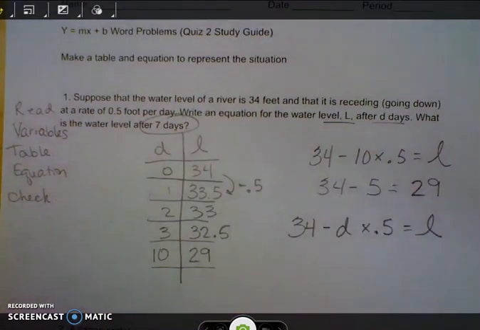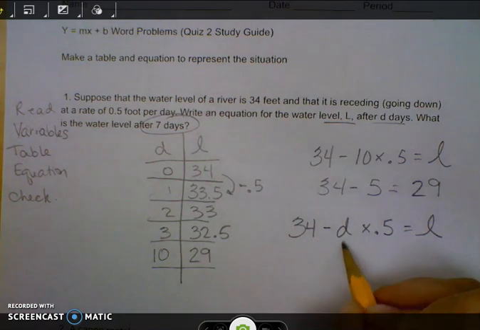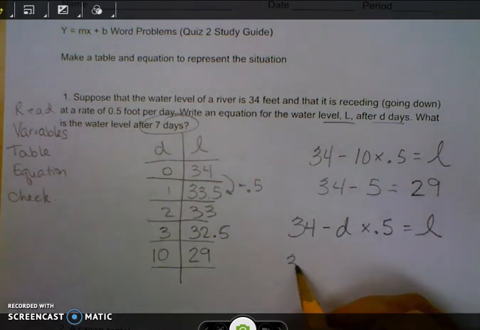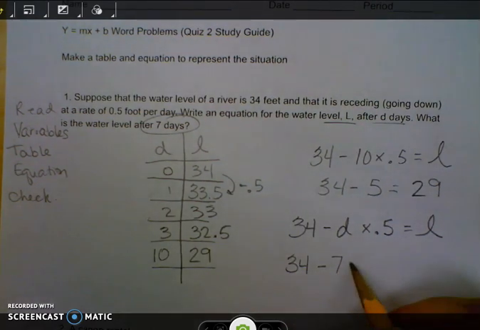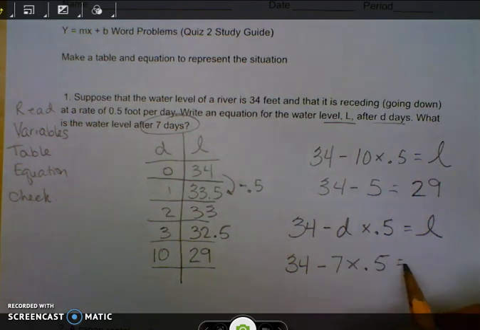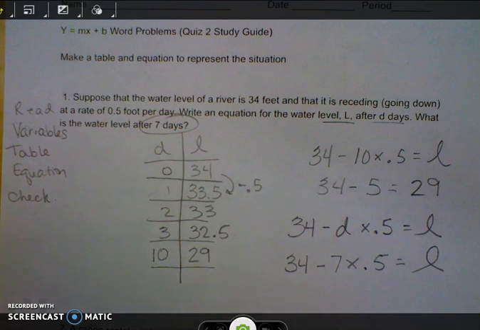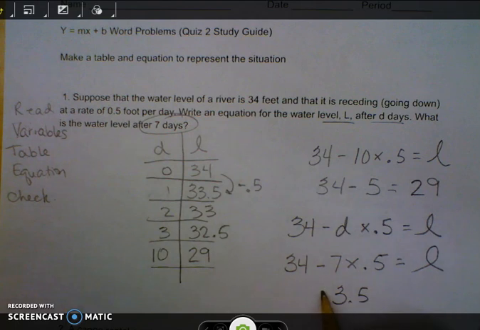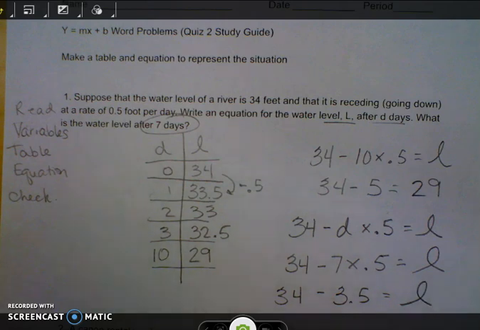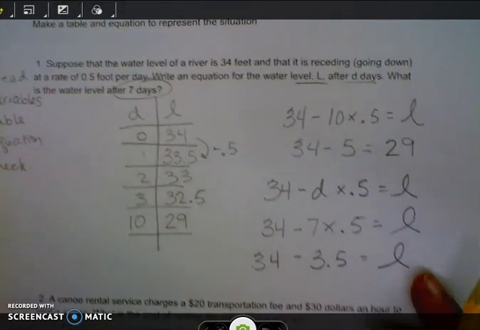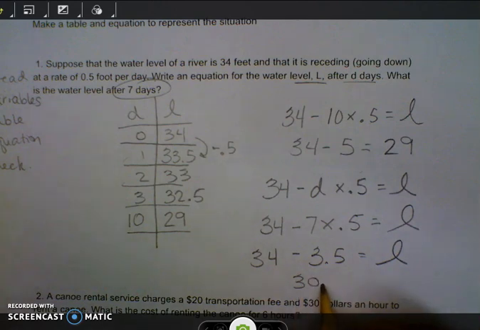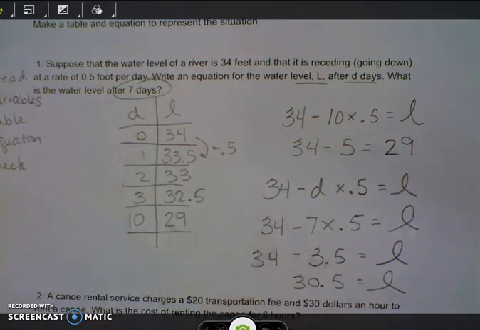So now I have to answer my question, what about after 7 days? So I'm going to put my 7 days in where the D is, so I know I'm going to do 34 minus 7 times 0.5, and that's going to give me my water level. I know that 7 times 0.5 is 3.5, and I'm going to subtract that from 34 feet, where the water originally was. 34 minus 3.5 is 30.5, and that gives me my water level. So that's the answer to the last part of the question.